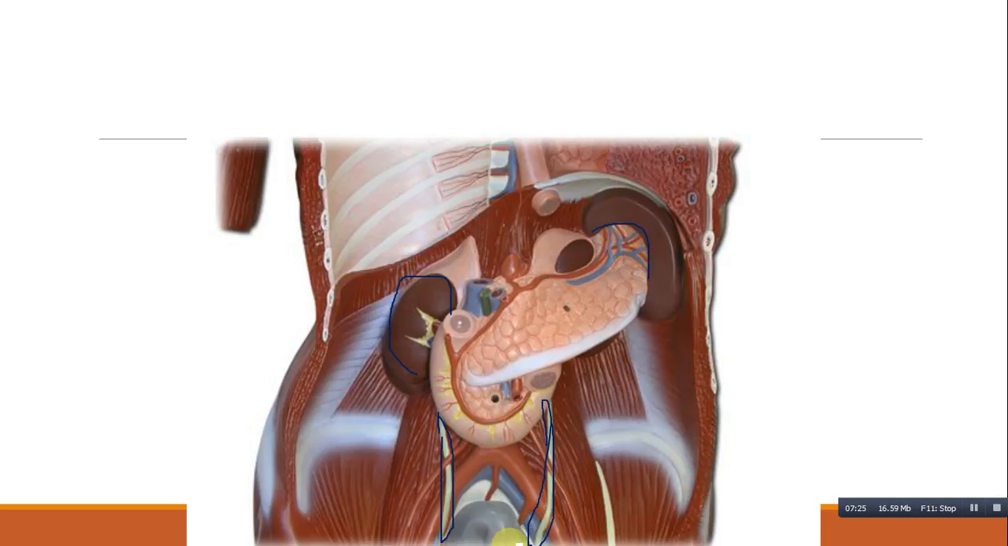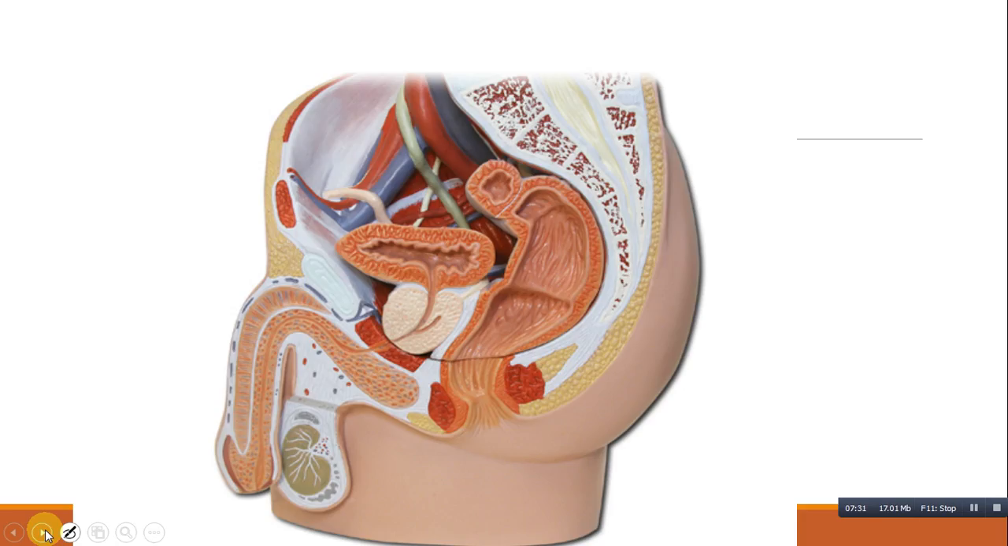Okay. And next one, we've got the reproductive system. However, we don't have to go too much into the reproductive system. The only reason why I put it up is so we can see some of the organs to do with the urinary system. So we've got the bladder here. We've got this muscle called the detrusor muscle. So that's the detrusor muscle.